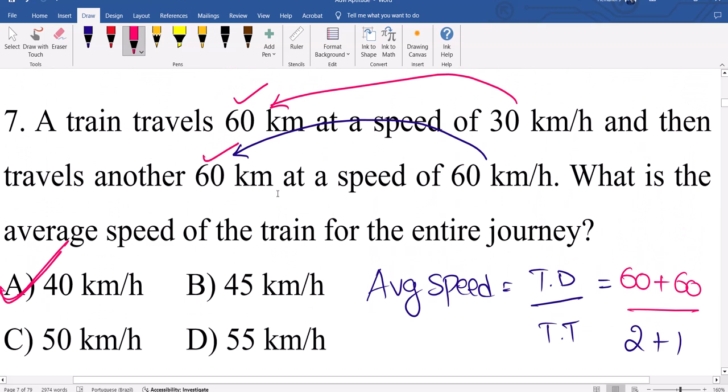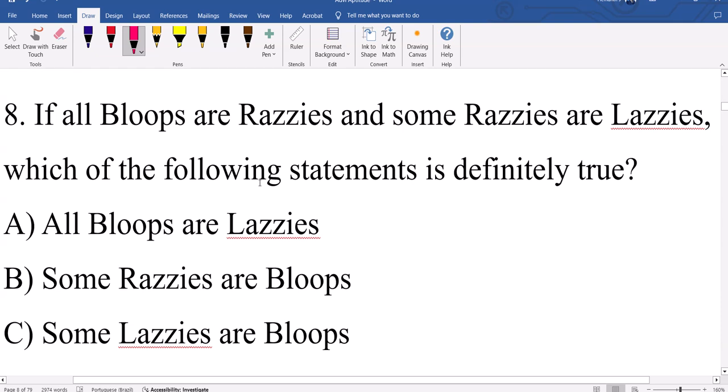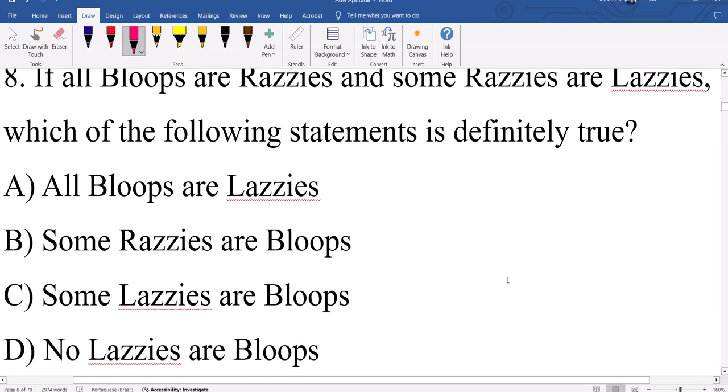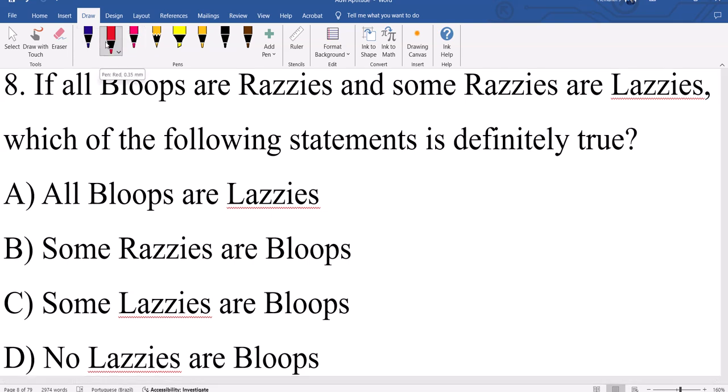Now let's see the next question. Again related to the syllogism concept. All bloops are rages, some rages are lages. So, what's the answer? We have 4 conclusions, which is true among these. Pretty much similar to the previous question, only words are changed, that's it.